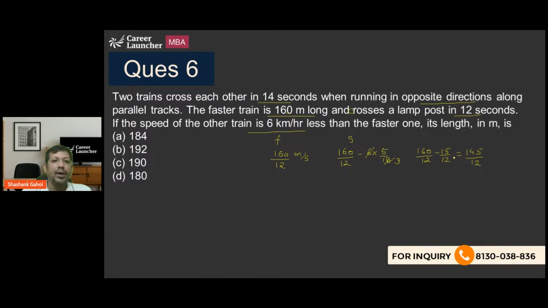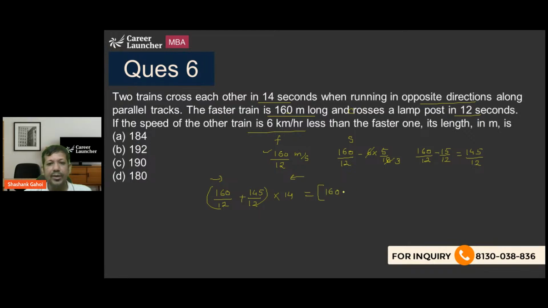Okay. And one train is going like this, second train is going like this. Speed of the faster train is going to be 160 by 12. Speed of the slower train is 145 by 12. Relative speed, so added. Okay. So total, this is going to be speed into time taken, which is 14. That is equal to total distance, that is L1 plus L2.